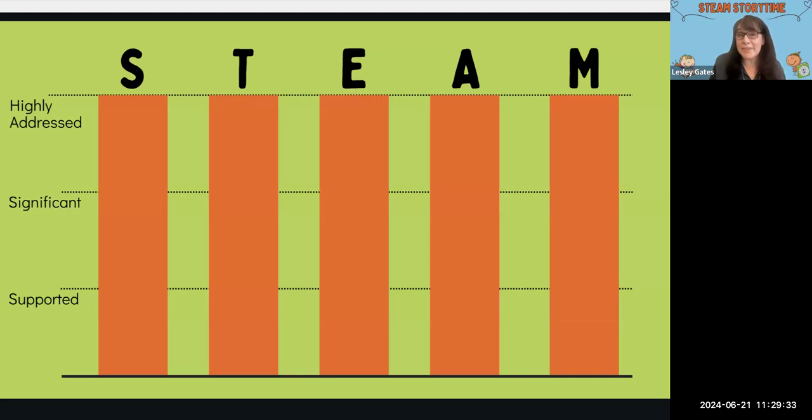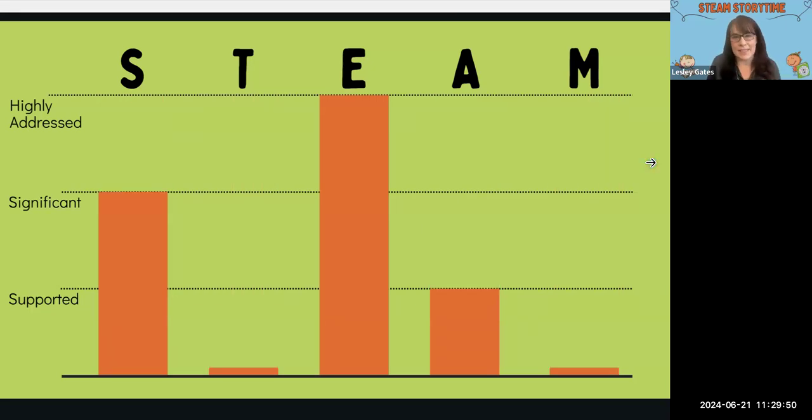While that would be fabulous, that really isn't a reality because it would be difficult to create something where all of those letters are just highly addressed at the forefront of that lesson. So what ends up happening is we get something more like this. I might create an activity where the engineering is highly addressed, meaning that's my focal point that I am focused on with my students. And then I look to see, well, is it just engineering? Can I make more letters represented in that activity?